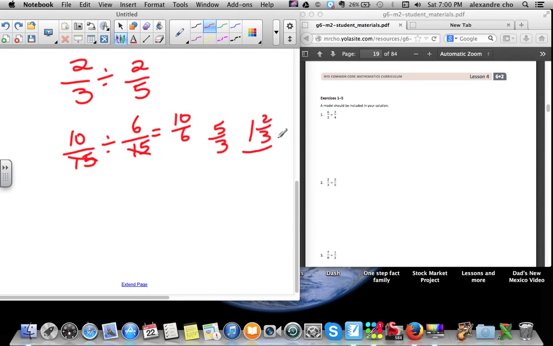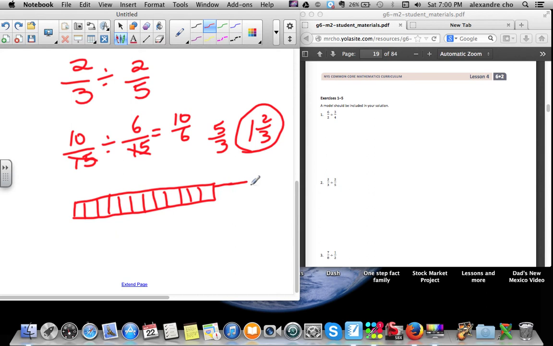Oh, let's see if we can match it with a model. So 10/15. So here you've got something that is cut into 15 pieces. 1, 2, 3, 4, 5, 6, 7, 8, 9, 10, 11, 12, 13, 14, 15. There. 1, 2, 3, 4, 5, 6, 7, 8, 9, 10.